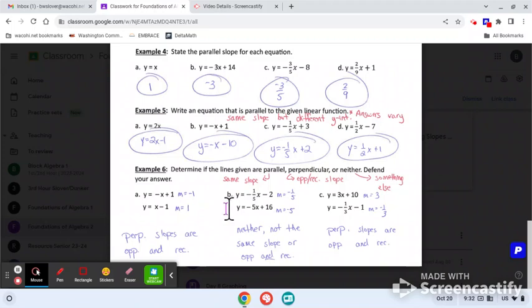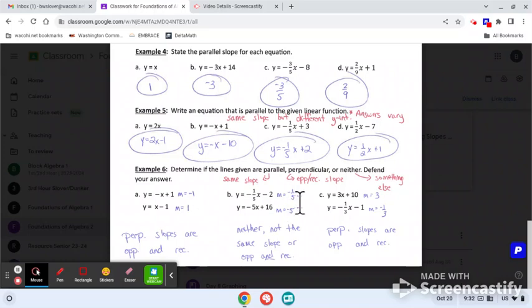If I look at letter B, I identify the slopes first. -1/5 and negative 5. They are not the same number, so they're not parallel. This is negative and this is negative. Well, they are not perpendicular.